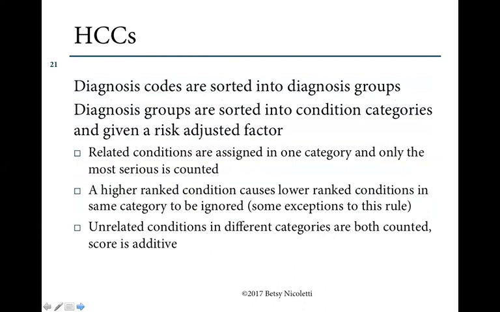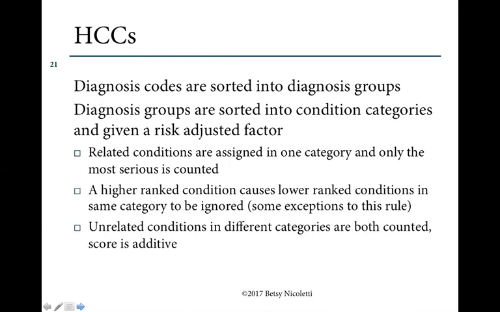Diagnosis codes are sorted into diagnosis groups, like codes together. The groups are sorted into condition categories and given a risk-adjusted factor, and we'll see some examples of that. And now, if you have printed out the Word handout, you might want to open that up just because the font's bigger there, but if you haven't, don't worry, I've got the examples in the PowerPoint slides.